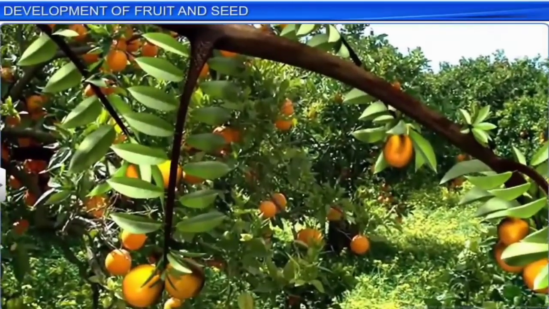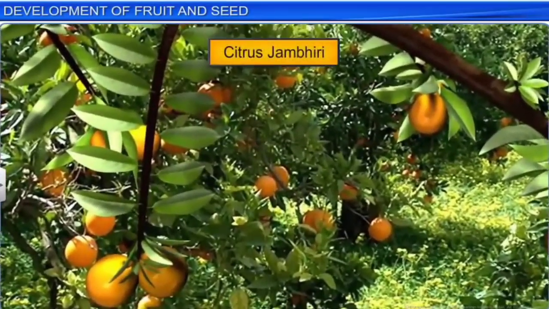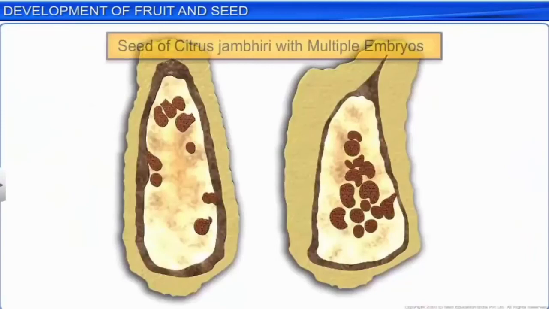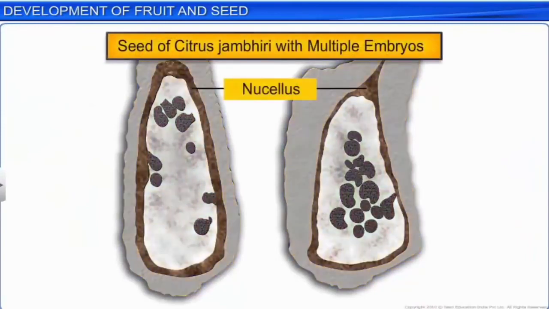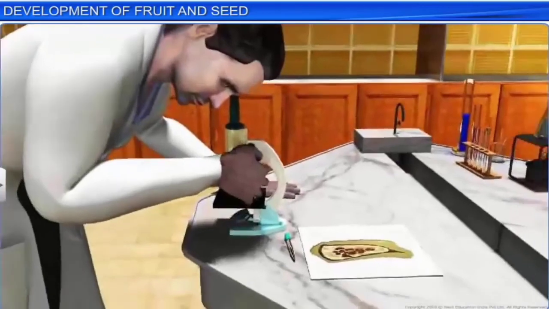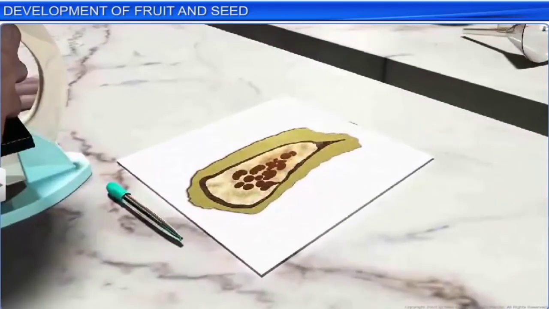Moreover, in certain apomixes such as Citrus jambiri, which belongs to the Rutaceae family, the nucellar cells surrounding the embryo sac divide and protrude into the embryo sac. Later, these cells develop into embryos, and hence a single seed contains more than one embryo. This phenomenon of having more than one embryo in a seed is called polyembryony. Thus, though we have gained a lot of knowledge about the formation of seeds and fruit, there are many mysteries that scientists are still trying to unlock.